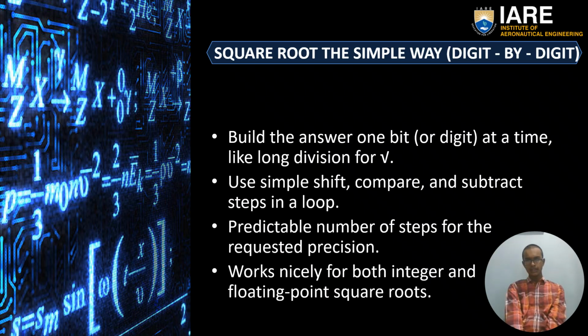First of all, we build the answer one bit or one digit at a time, like a long division for square root. We use simple shift, compare, and subtract steps in a loop. Here a predictable number of steps occur for the requested precision. This process works nicely for both integer and floating point square roots. Hence, this is the square root, the simple way.